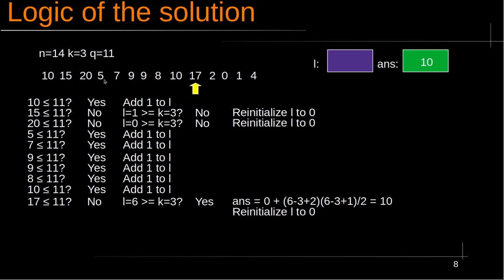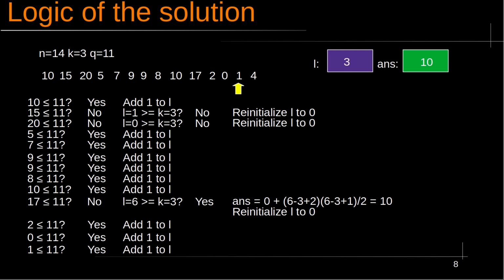And we have to initialize L to 0. We go to 2. 2 is less than 11. Yes, add 1 to L. 0 is less than 11. Add 1 to L. 1 is less than 11. Add 1 to L. 4 is less than 11. Add 1 to L. And as you see here, we have a problem. For this sequence, it will not be computed because we are at the end of the sequence here.